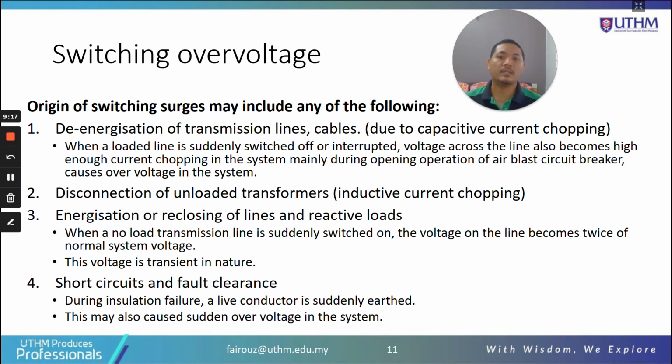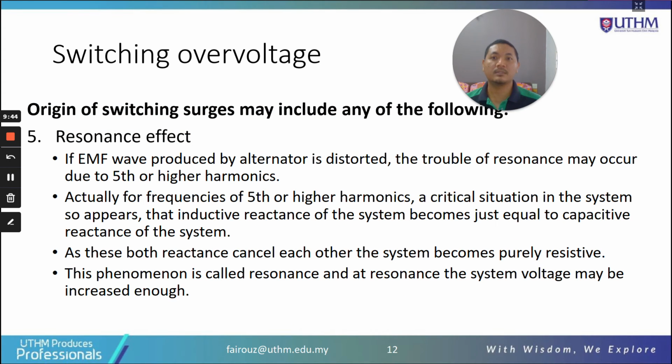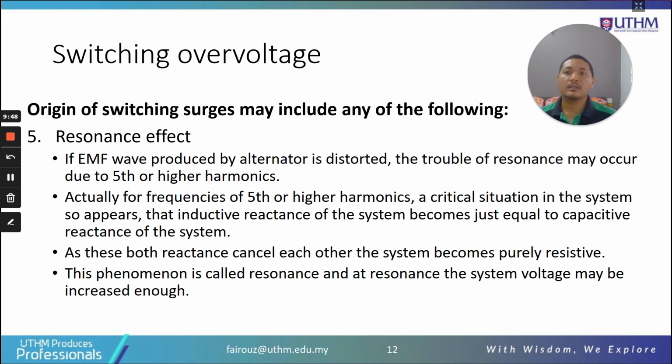And then energization or reclosing of lines and reactive loads. When we energize or reclose lines that have reactive loads, that can cause switching overvoltages as well. Also short circuit fault clearance. During insulation failure, a live conductor is suddenly earthed, so this may also cause sudden overvoltage in the system. Finally, the origin of switching surges may include a resonance effect. If the EMF wave produced by the alternator is distorted, the trouble of resonance may occur due to fifth or higher harmonics. So this is one of the reasons that can cause switching overvoltages, due to the alternator or the generator.